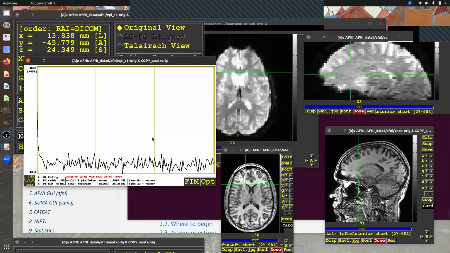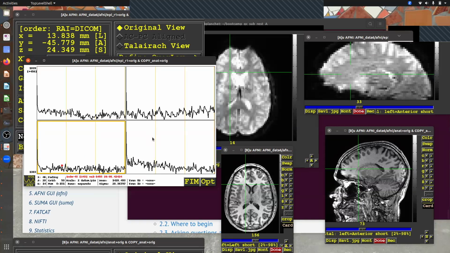But then at some point, something happens a little more majorly here. At this point in the movie, the subject is nodding in the scanner. So if you allow your subjects to move and don't fix them very well, this can happen. And this is something we have to deal with a little bit in processing.